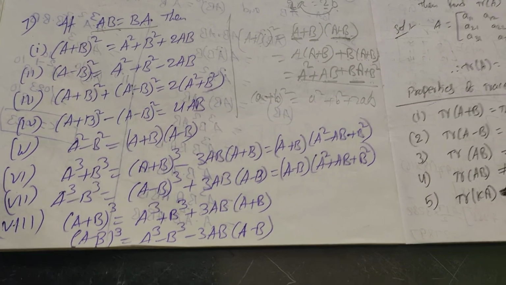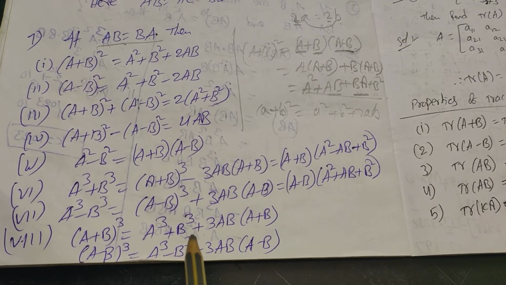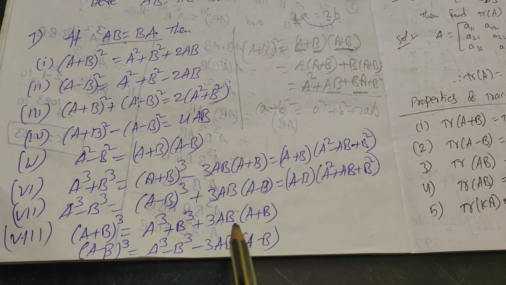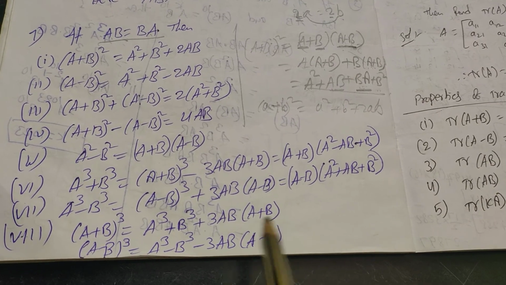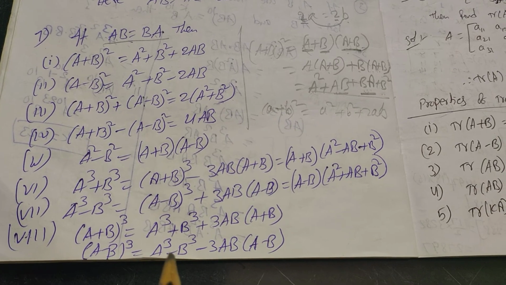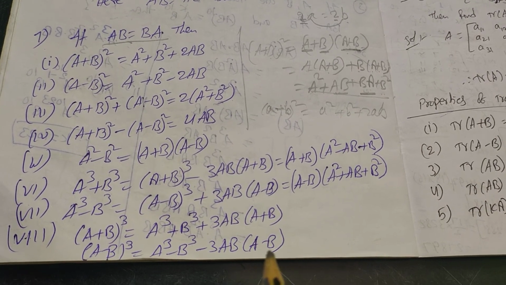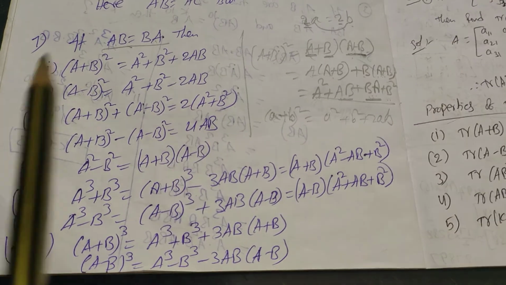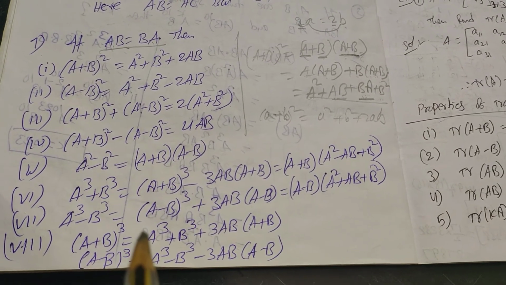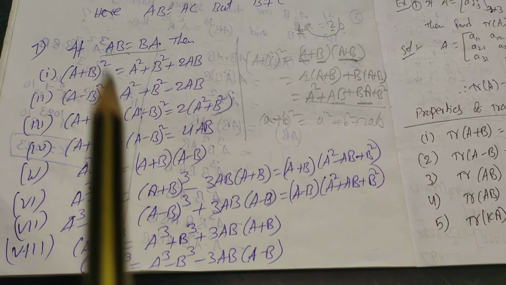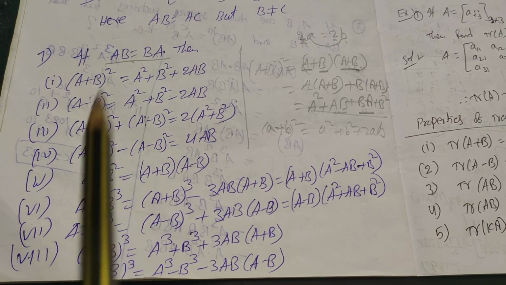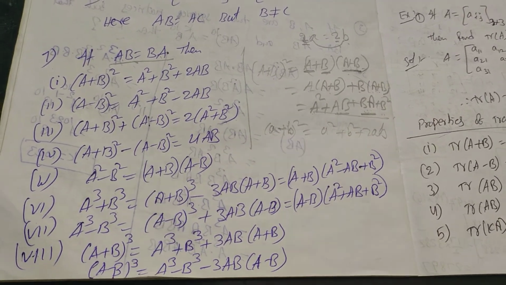Next one is A plus B whole cube is equal to A cube plus B cube plus 3AB into A plus B. Or we can write as A cube plus B cube plus 3A square B plus 3AB square also. When AB is equal to BA only, all this holds. And A minus B whole cube is equal to A cube minus B cube minus 3AB into A minus B. Same formulas we have in algebra, but in matrices also, if you want to use the same formulas, we should use this condition AB is equal to BA. Otherwise, all these formulas do not hold.